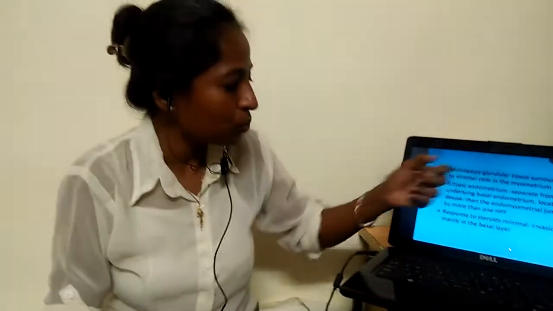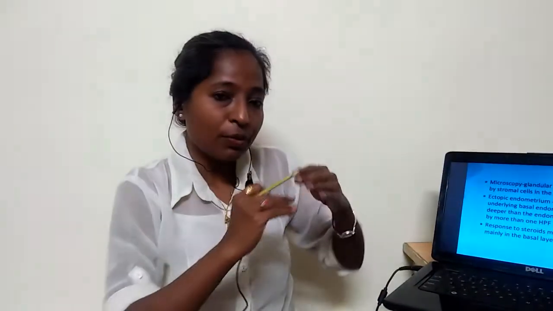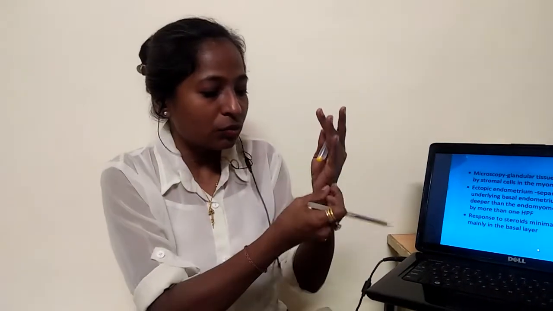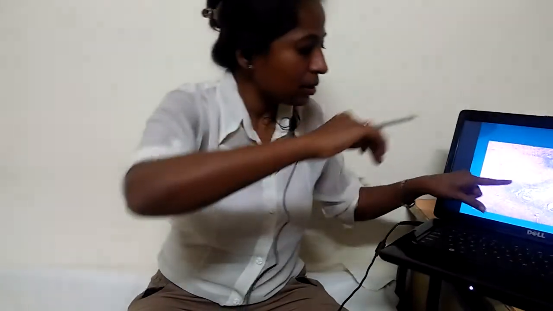Microscopically, the glandular tissues are surrounded by the stromal cells in the myometrium. The ectopic endometrium is separate from the underlying basal endometrium, and it is located deeper in the endometrial junction by more than 1 hpf. In response to steroids, there is minimal invasion, mainly in the basal layer. That is what we see microscopically. This is the diagram.